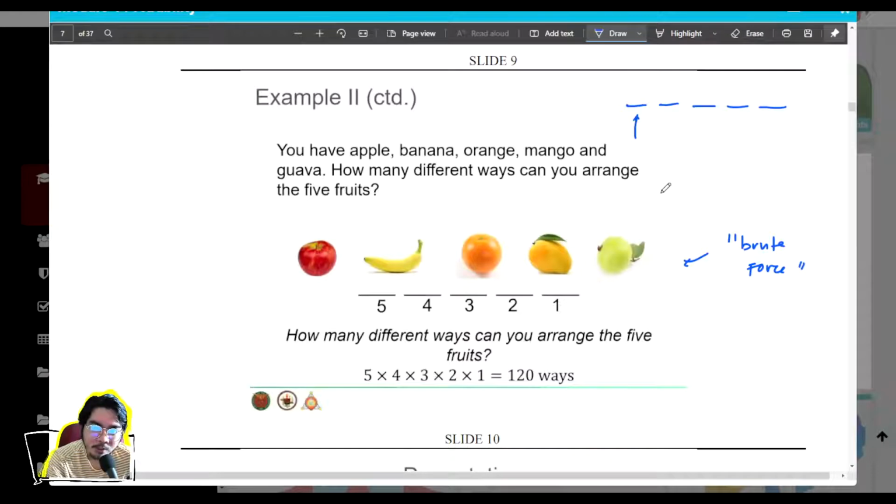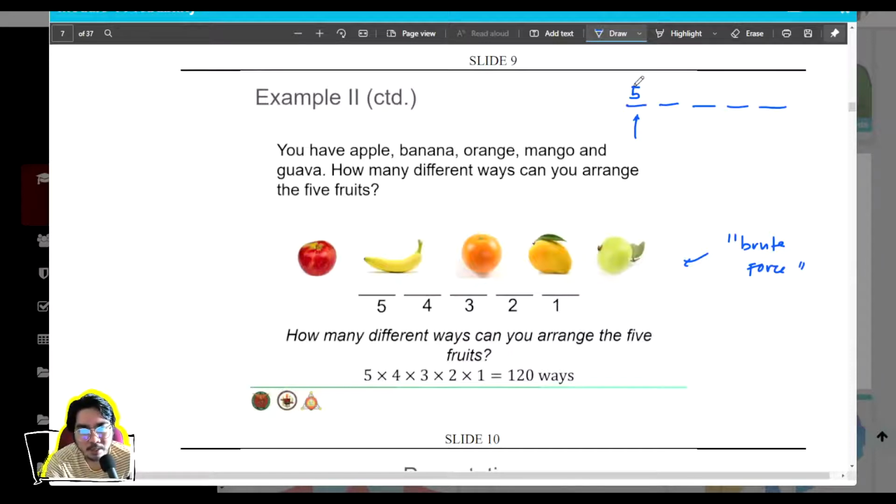The brute force method is simply looking at each space and counting the ways we can occupy that particular space. If we start with 5 fruits, then there are 5 ways we can place the first fruit. So the first fruit I place can be an apple, banana, orange, mango, or guava.